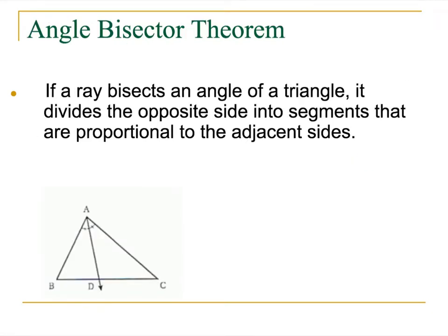All right, one last theorem here. It's the angle bisector theorem. It says if a ray bisects an angle of a triangle, it divides the opposite side into segments that are proportional to the adjacent sides. What the heck does that mean? Let's use some letters again.